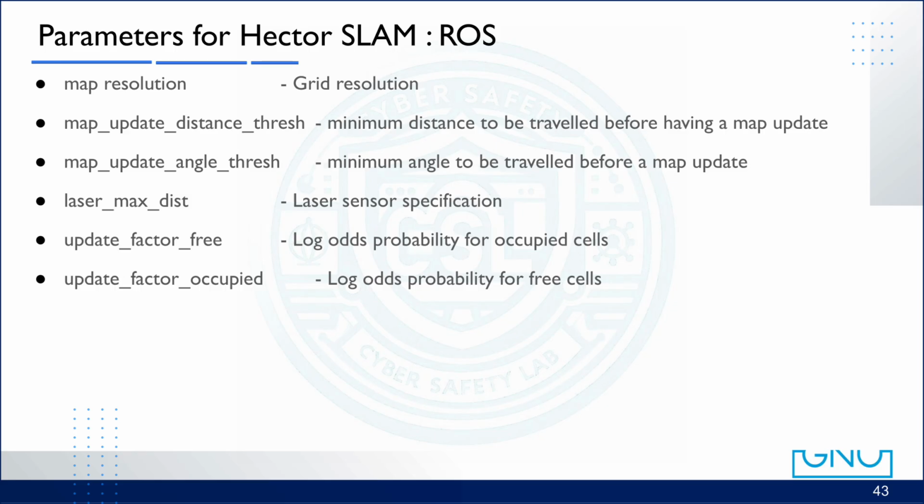The laser max distance parameter defines the maximum valid LiDAR range. Although the default value in Hector is 30 meters, our LiDAR supports around 10 meters, so this should be adjusted. Finally, we have the log odds update factors. These two numbers determine how strongly the system should trust each scan when marking a cell as free or occupied. We discussed this earlier during the occupancy map update explanation. In the SLAM tutorial session, we'll show you how to install the package, modify these parameters, and launch Hector SLAM for your own mapping application.